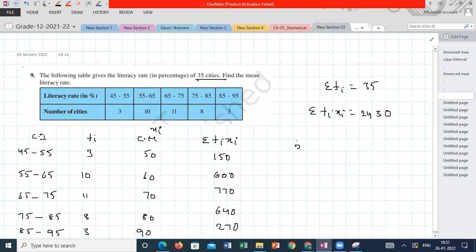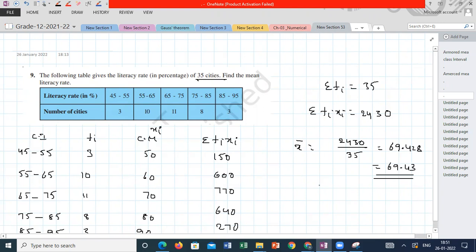So the mean is 2430 by 35, which comes approximately 69.428, roughly 69.43. If you got the same answer, please let me know. Is it clear, students?